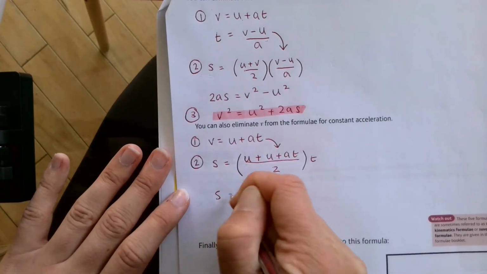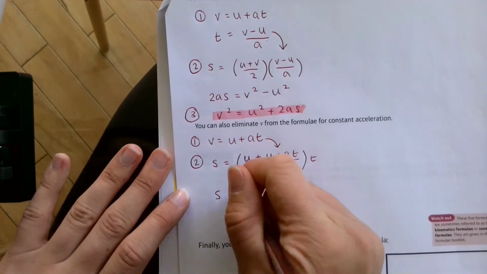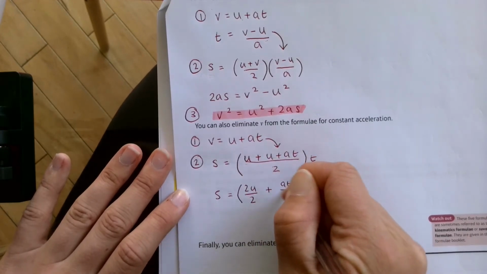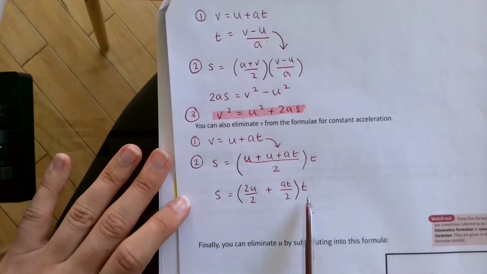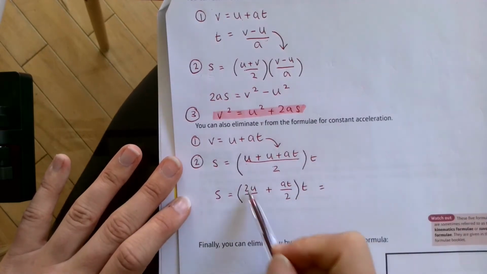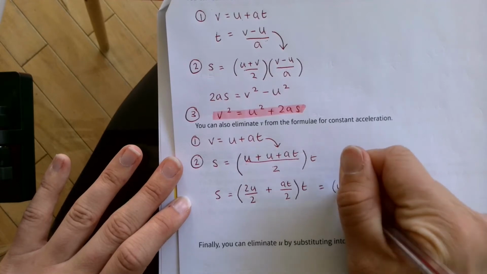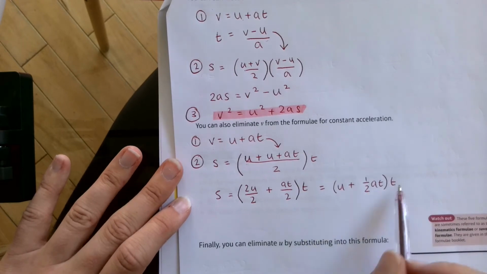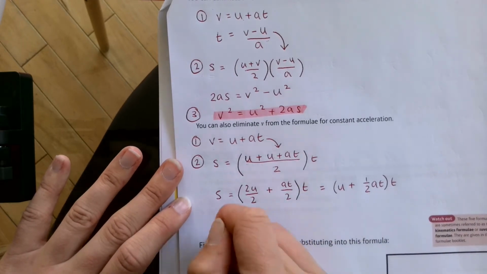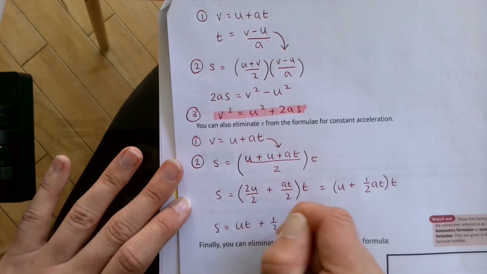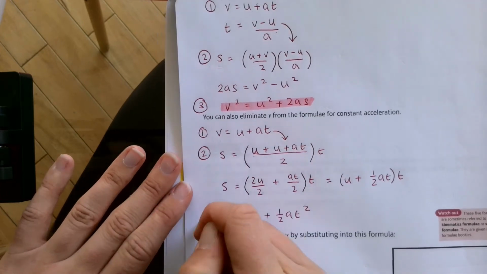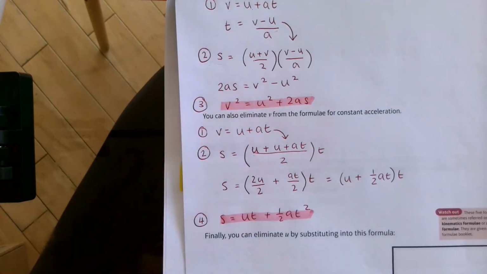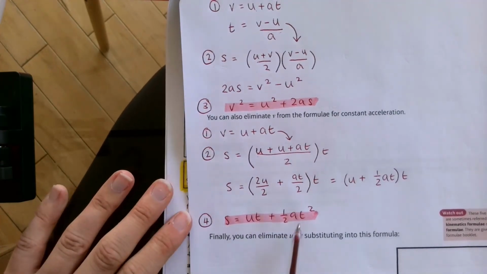Now I've got 2u over 2 there, and here I've got at over 2, still multiplied by t at the other side. If I cancel those 2s, I've got (u plus a half at) with still a t at the other side. I'm just going to multiply out that bracket. So I get s equals ut plus a half at squared. That is my fourth suvat equation. Let me highlight that. This one doesn't include v, but it includes s, u, t and a.